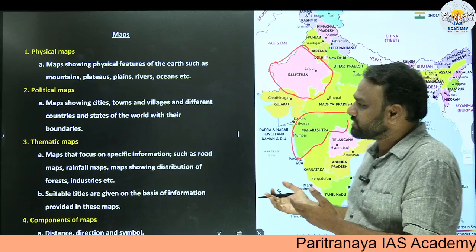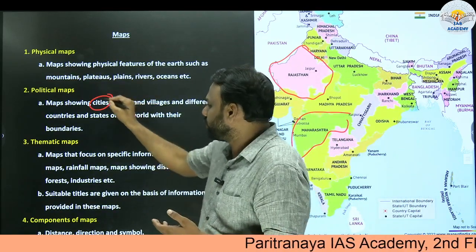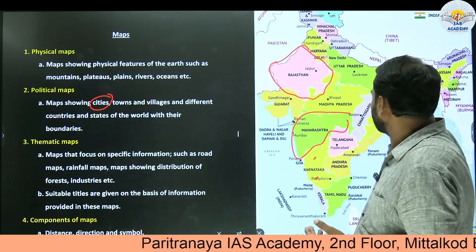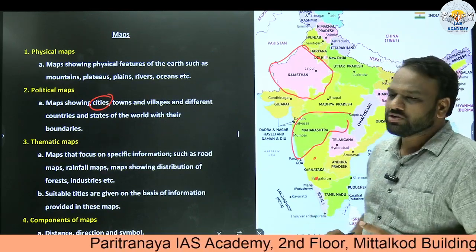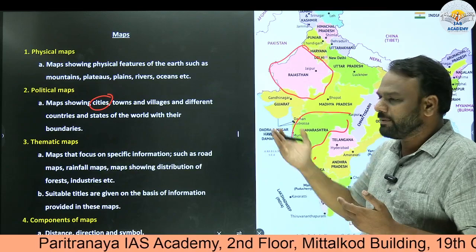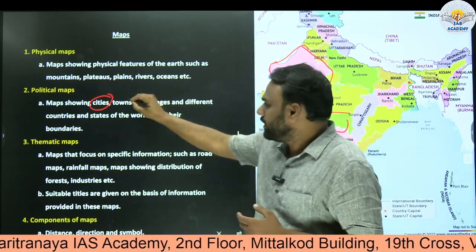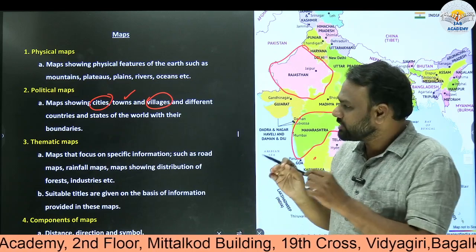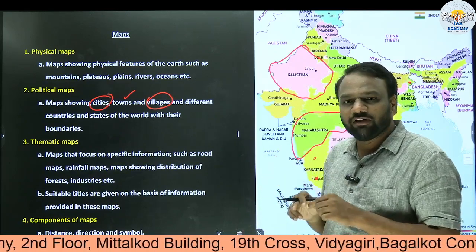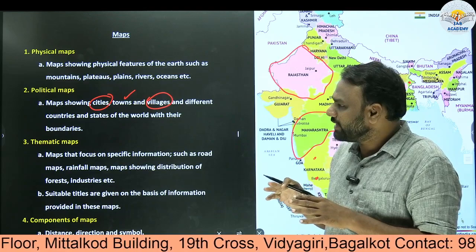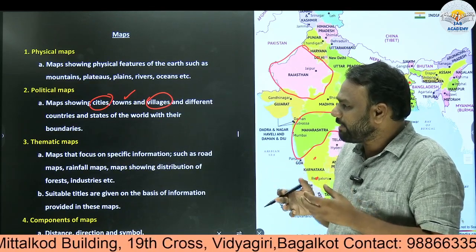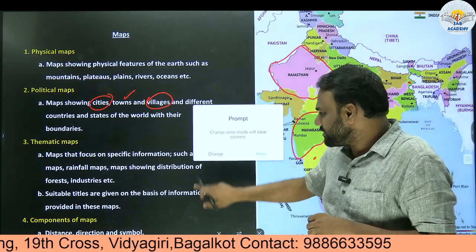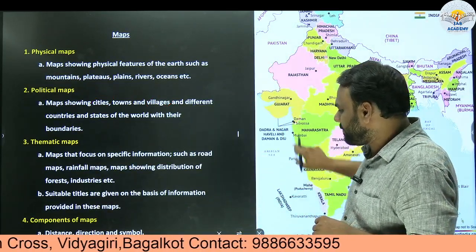Similarly, a map may consist of cities. It may show that this is Bagalkot, this is Bangalore, this is Kolkata, this is Delhi. So it may even show the city names as well. It may even show the name of the towns and the name of the villages, and it may even display the boundaries of the different countries as well. All such entities which are present in a map, such a map we call a political map. Next, apart from the political map, we also have thematic maps.